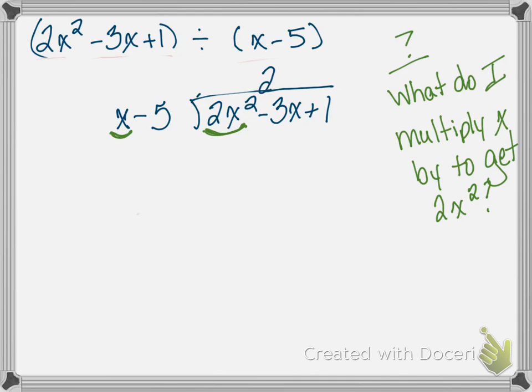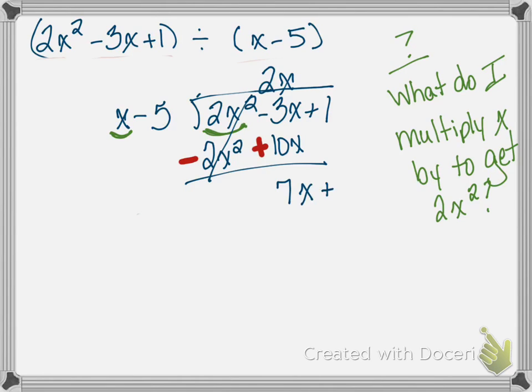2x. And I put it over my x. Think of it as place value. I don't put it over the x squared because I don't have 2x squared. I just have 2x. So I put it over my x to the first. So 2x times negative 5 is negative 10x. 2x times x is 2x squared. And what am I doing here? What do I have to do? I'm subtracting, so I have to change the signs here. So I have a negative here, and this minus becomes a plus. I change the signs because I'm subtracting. 2x squared cancels. I'm left with positive 7x, and I bring down my 1.